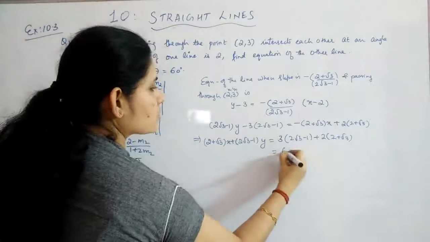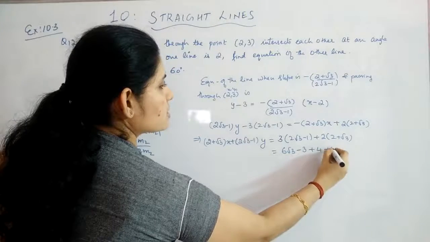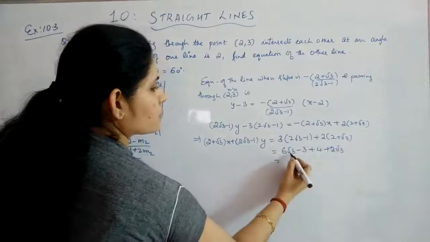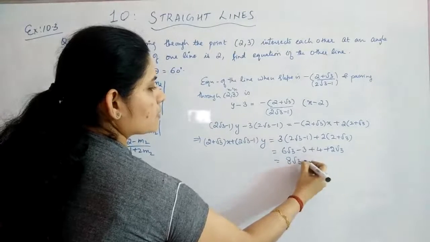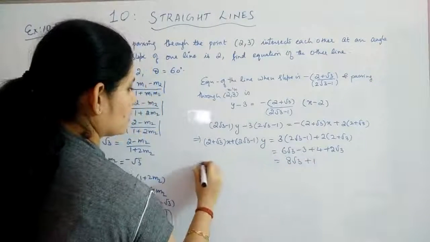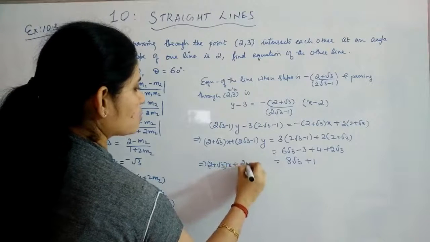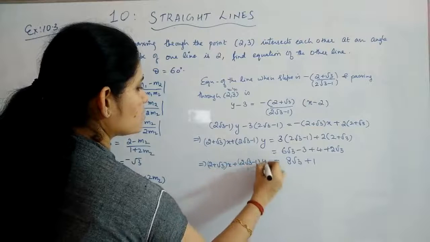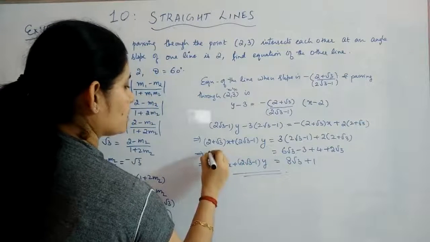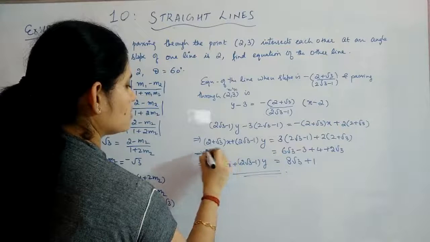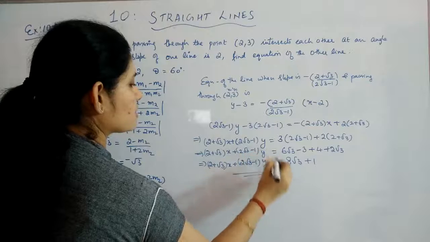Right hand side will give you 6 root 3 minus 3 plus 4 plus 2 root 3. So here 6 root 3 plus 2 root 3 is 8 root 3, minus 3 plus 4 will give you plus 1. So that you are getting 2 plus root 3 into x plus 2 root 3 minus 1 into y is equal to 8 root 3 plus 1. That is the second equation which you can get from the given concept. Okay.